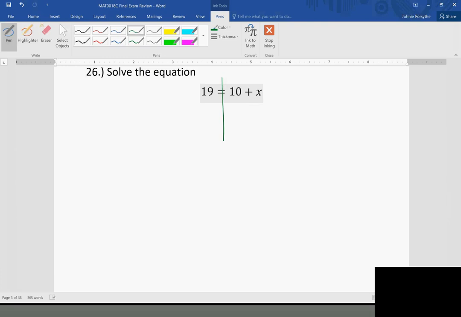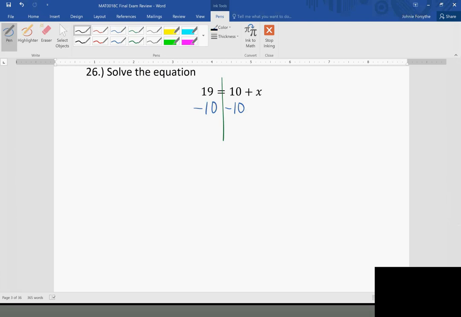So I want this x on the right to be by itself. So I want to move that 10. So to move the 10, that's a positive 10, so I want to subtract 10. So 10 minus 10 will be 0. It'll go away. But this is an equation, so I have to keep my equation balanced. So if I subtract 10 on the right, I have to subtract 10 on the left.